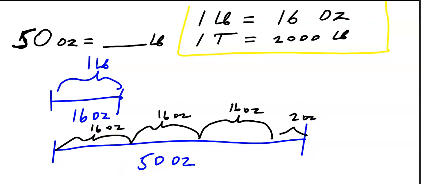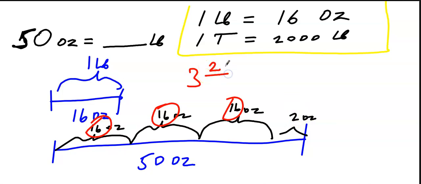So out of all this, if you think about it, you are really doing a division problem. It's 50 divided by 16. How many times does 16 go into 50? Well, the answer is 1, 2, 3 times. So you could do this by guess and check. We have 3 full pounds, and we also have an extra 2 ounces left over.